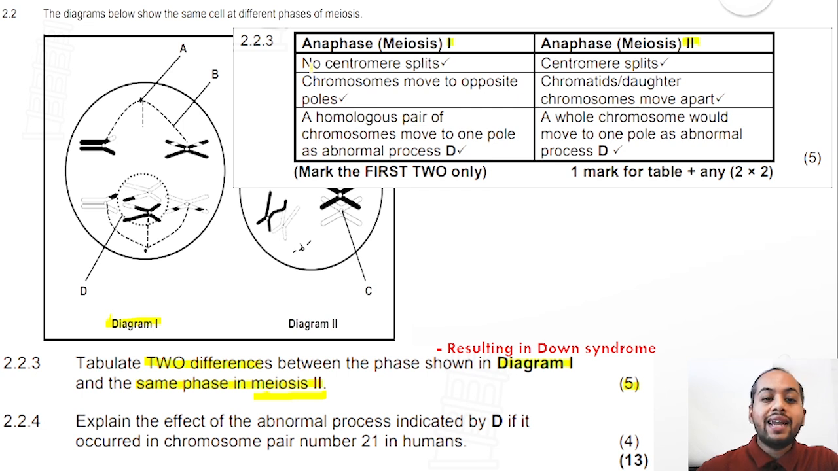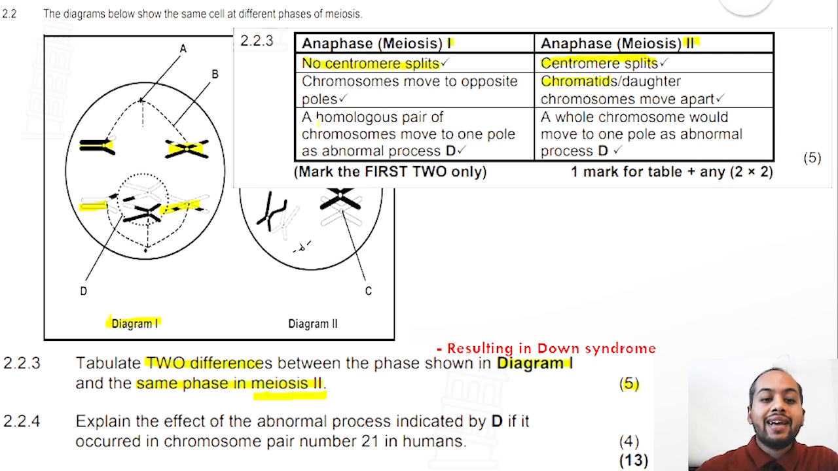In anaphase 1, no centromere is going to split. You see the centromeres are still intact. But in anaphase 2, the centromeres are going to be splitting. In anaphase 1, your chromosomes move to the opposite poles. You see the full chromosomes are moving to the opposite poles. But in anaphase 2, your chromatids move to the opposite poles.